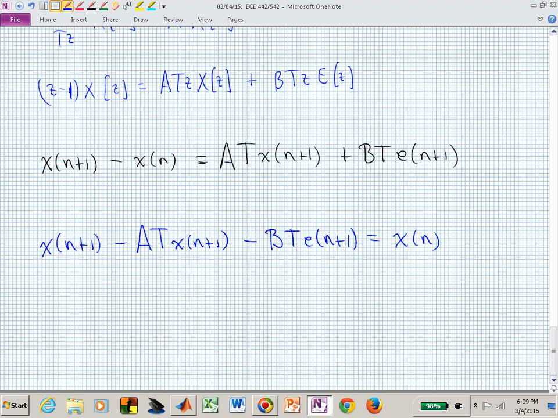Now, almost any answer is correct, because I didn't tell you how many inputs you have. In this class, we usually work with one. If there's one input and 10 states, how big is B? It's 10 rows tall and 1 column wide. It's tall and thin. Capital T is still just a scalar.